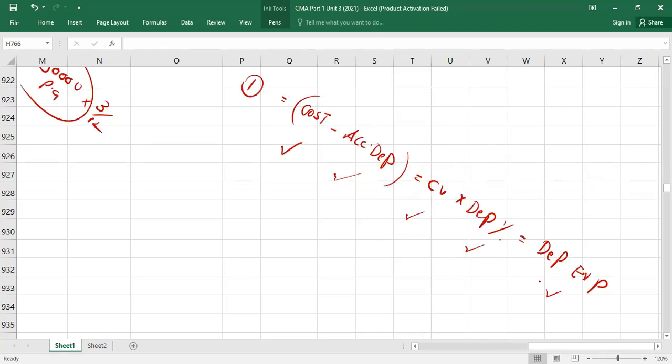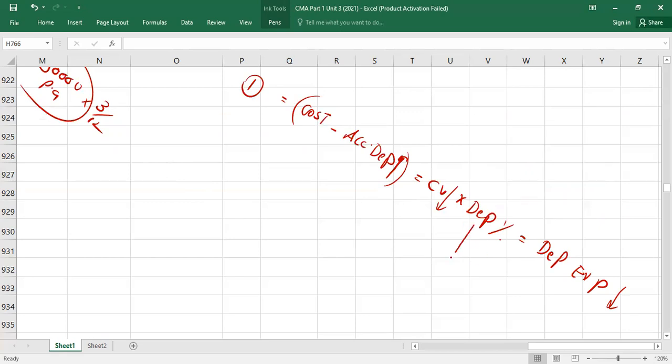I will just apply, don't you worry. But what will happen over the years? Over the years, your accumulated depreciation will increase. Obviously, your carrying value will decrease, and you are applying the same percentage. So, obviously, your depreciation expense will also decrease over the years. Okay? Understood?